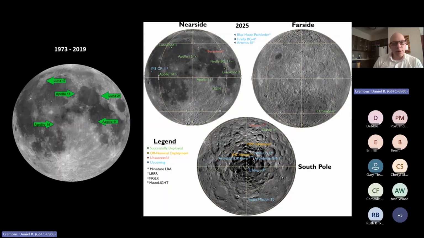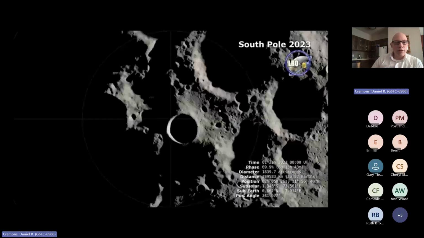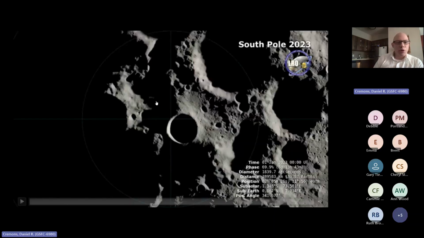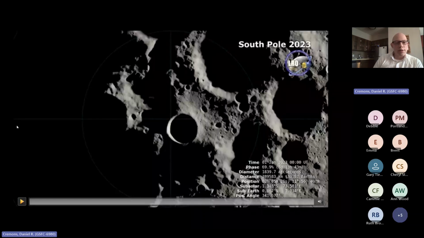There's a lot of excitement about exploring the south pole of the moon, which you can see by the density of missions on that lower globe. And part of the reason why these retroreflector arrays are so valuable at the south pole is that the illumination conditions are incredibly challenging. So what I'm about to show you is a video of the simulated illumination conditions at the south pole of the moon over one year.